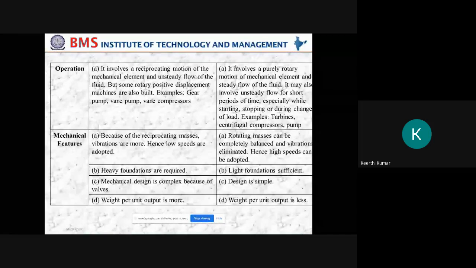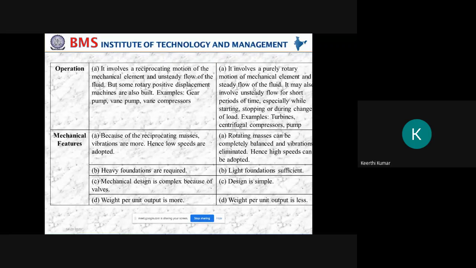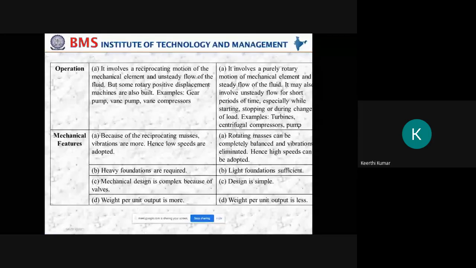And here, it involves purely rotary motion of the mechanical element and steady flow of the fluid. It may also involve unsteady flow of the fluid for a short period of time, especially while starting and stopping, or during a change of load. Examples are the turbine, centrifugal compressor, and pump. Any doubts under the heading of operation? No, sir. Okay. Shall I proceed further?